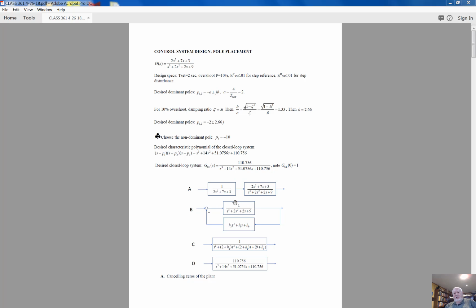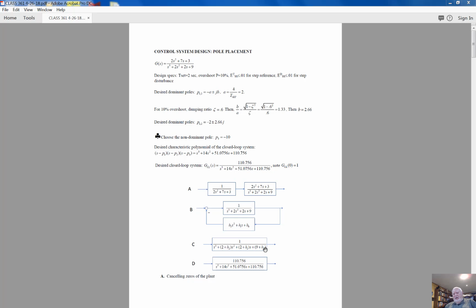This is the plant with cancelled zeros. Next I introduce this polynomial feedback. The order of this polynomial in the feedback is supposed to be the order of the plant minus 1. And this is the result. Can I get the closed loop transfer function for this system? Sure I can. And the closed loop transfer function is written right here.